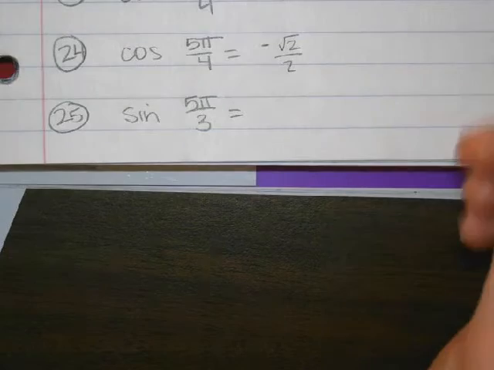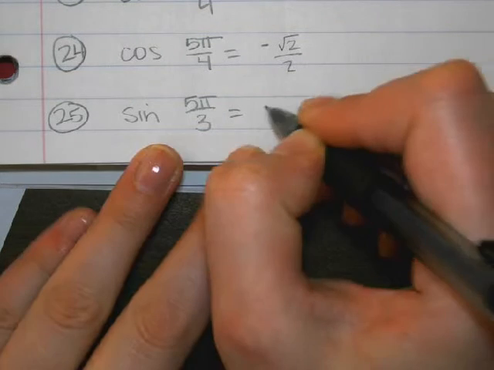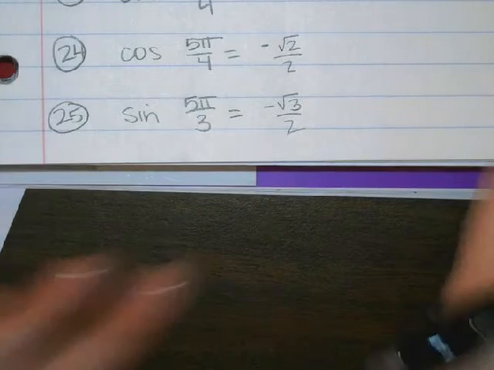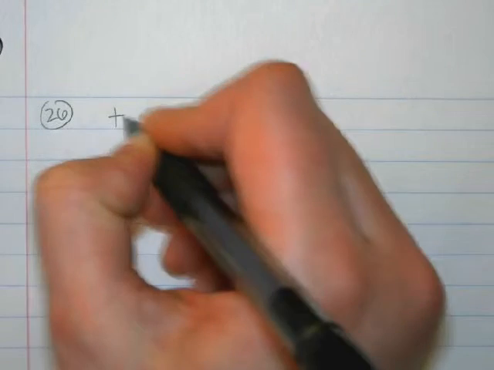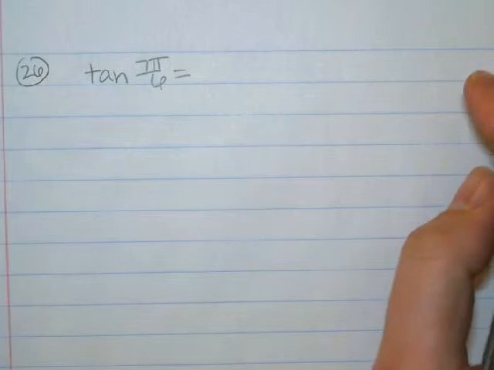So at 5 pi thirds, we're looking at the y coordinate, and we get negative root 3 over 2. All right, 26. Tan of 7 pi over 6.